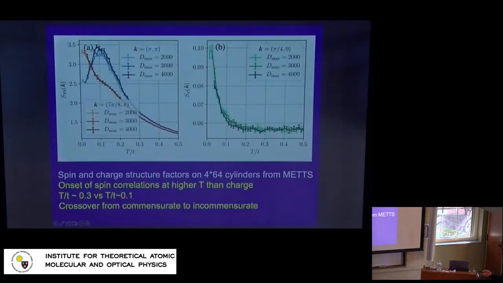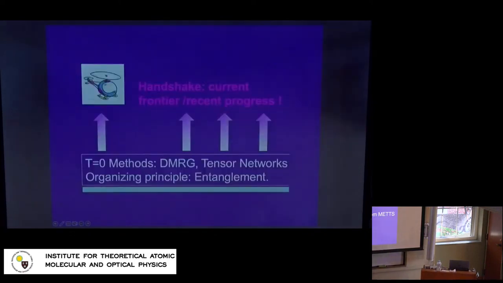I think U over T in this paper here was 8, but I would have to check that, because there is so much data that I think it's in this range. Okay, but I will check that at the break.